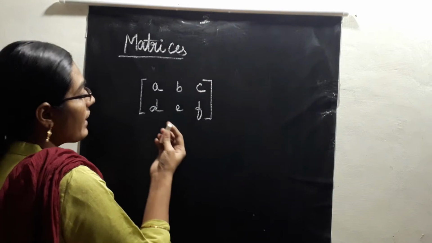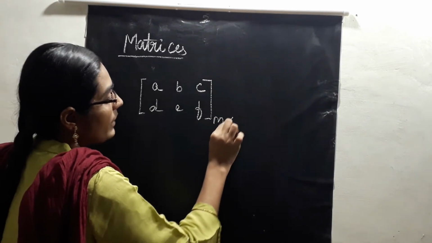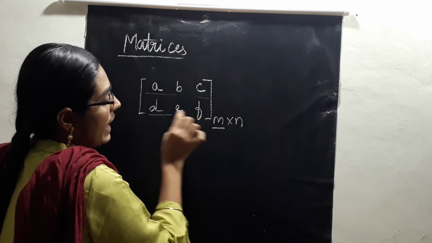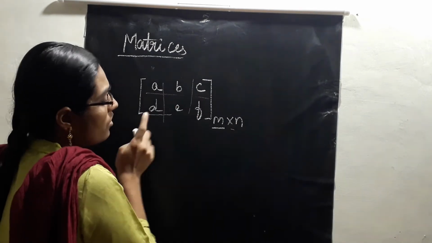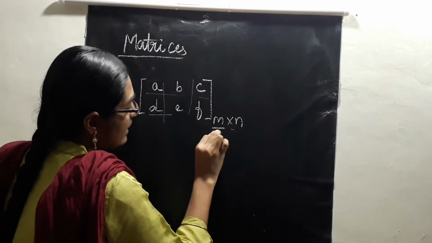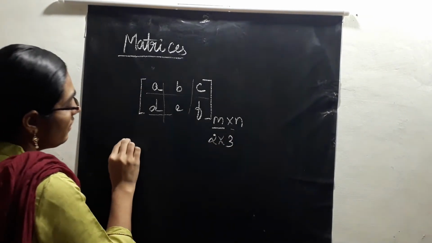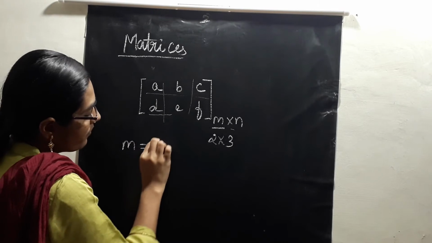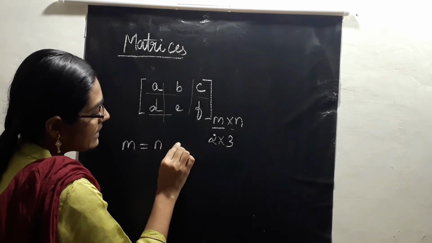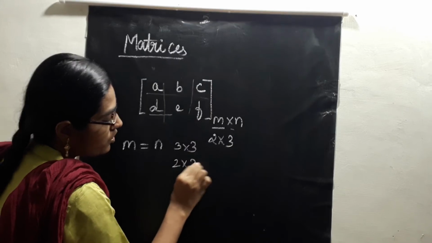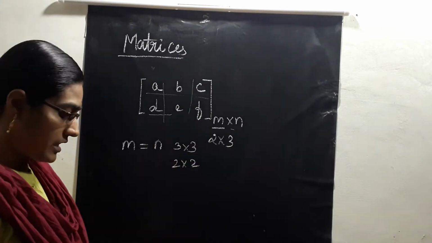The order of the matrix is written as m into n, where m is the number of rows and n is the number of columns. So this matrix we can write as a 2 cross 3 matrix. If the number of columns and the number of rows are equal, we can say that it is a square matrix. A 3 cross 3 matrix or a 2 cross 2 matrix is called a square matrix.